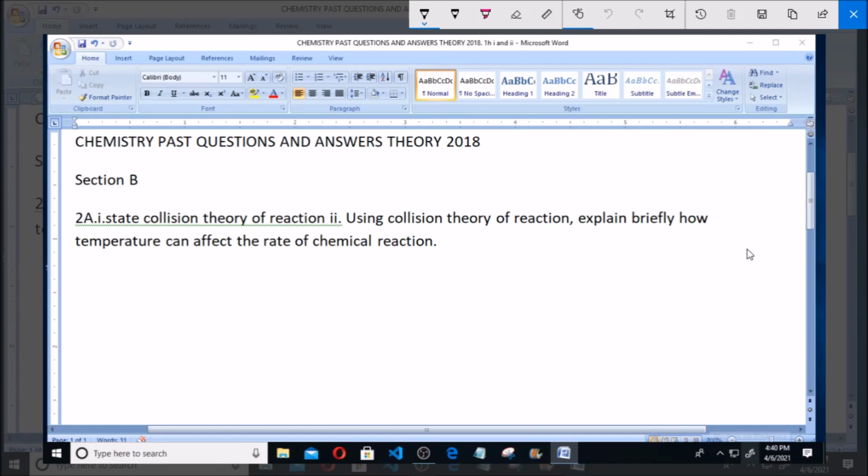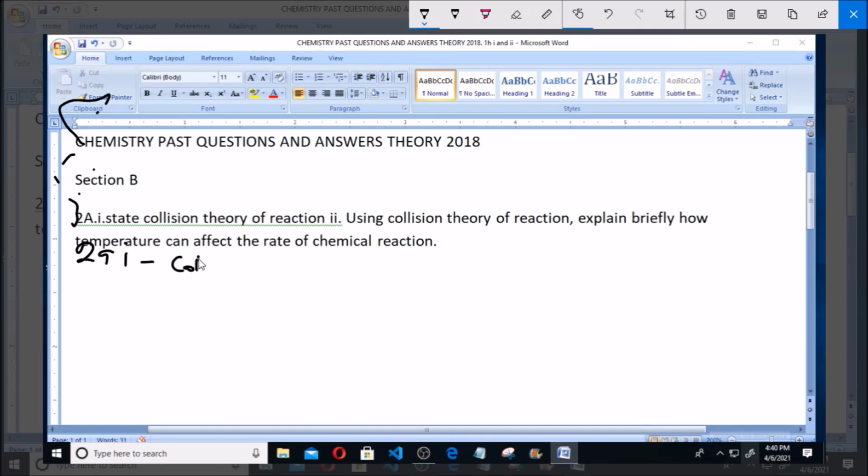So this is just the explanation of how the collision theory explains the effect of temperature rise on the production of products in a chemical reaction. Now let's see the answers to question 2A, Roman Figure 1.